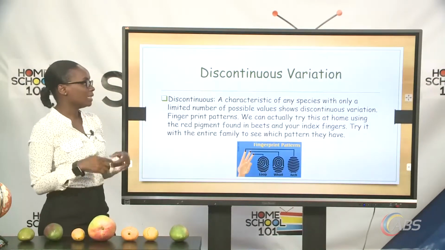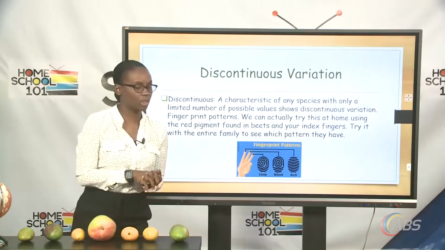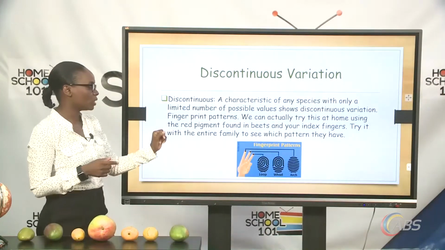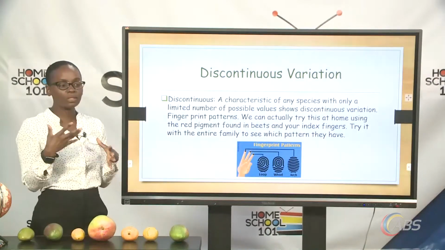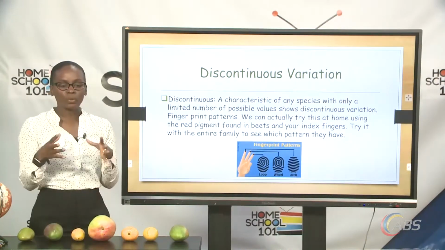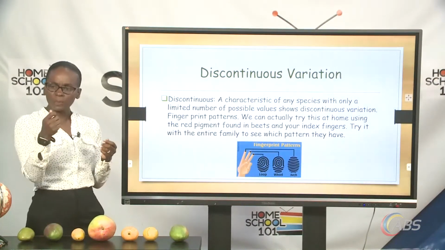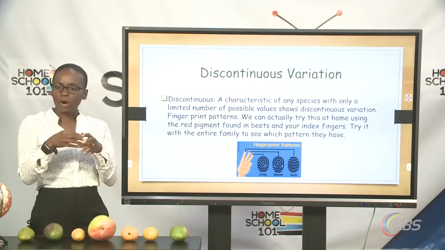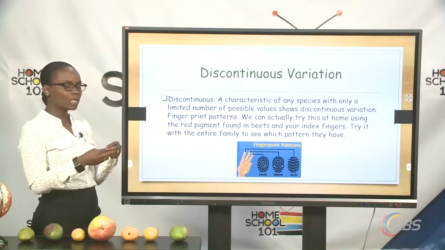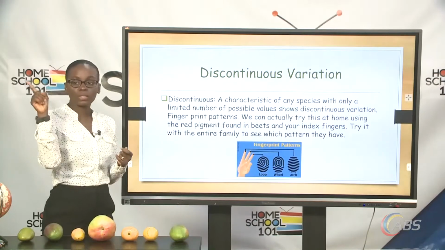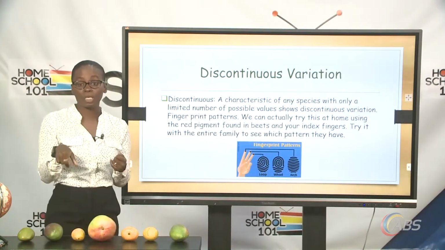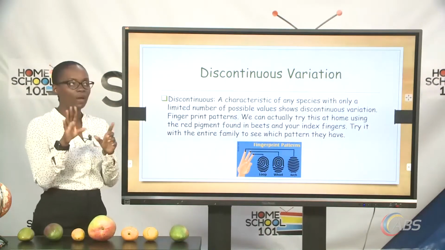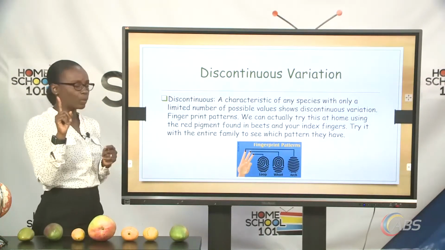There is also discontinuous variation. Now, this is one that I really like to do with my class. We would get some type of ink. And I would suggest, since you're home, you can use beet. You just peel the beet, and then it's going to give off its pigment. What you do is go around the house, press your finger to the beet, and then press it on the paper. And you'll be able to see your fingerprint very clearly. Use only one finger, though, okay?